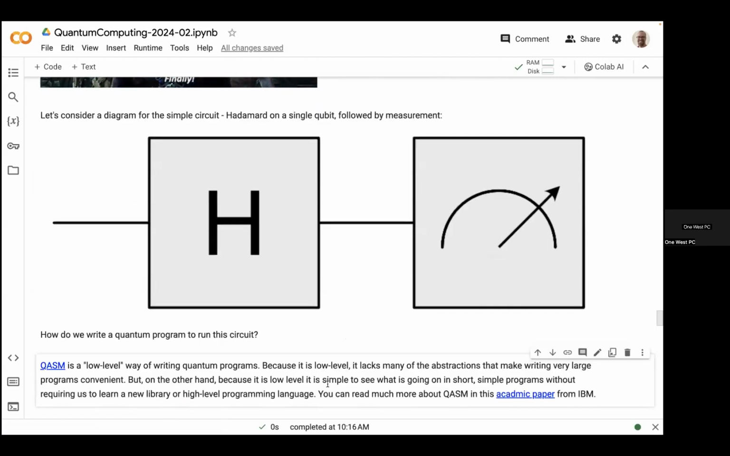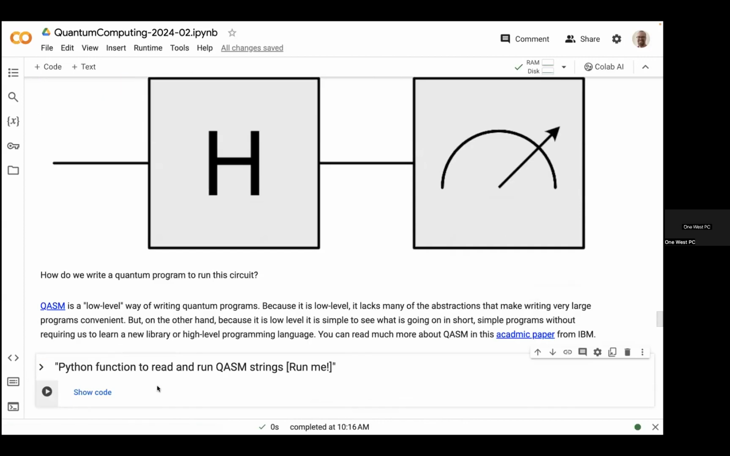So one of the ways you can do it is you can use a programming language called QASM. It's a very low-level way of writing quantum programs. Because it's low-level, it lacks a lot of the abstractions that would make writing large programs very convenient, right? So there's no type polymorphism or template metaprogramming or anything like that. It's a very simple notation. But one of the nice things about that is that you can look at QASM and you can just read it. You don't need to really know anything. It's kind of obvious how it works. Anyway, you can read more about QASM in some academic paper. It was invented by IBM. QASM stands for Quantum Assembly Language, basically. So it's, again, a minimal abstraction for that.